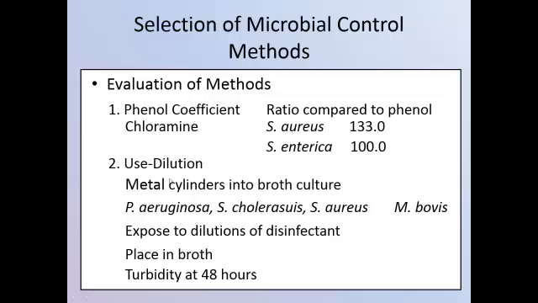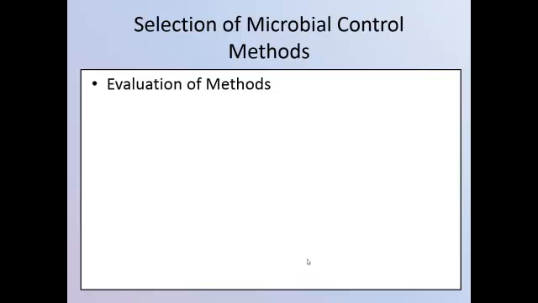Now, before we move on from this test, I also wanted to mention that you can modify this test to test in the presence of bioburden. So you're not only exposing the metal cylinders with the test organisms on it to the disinfectant, but the disinfectant mixed with usually 5% horse serum. Lots of blood proteins, lots of good bioburden, and horse serum is fairly inexpensive to get. So let's move on to another method.